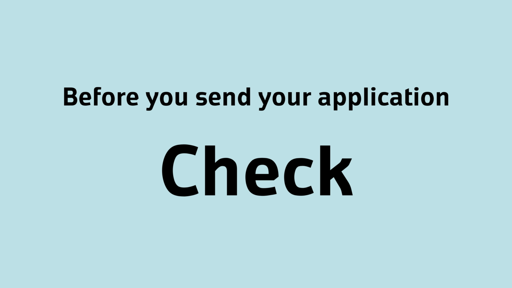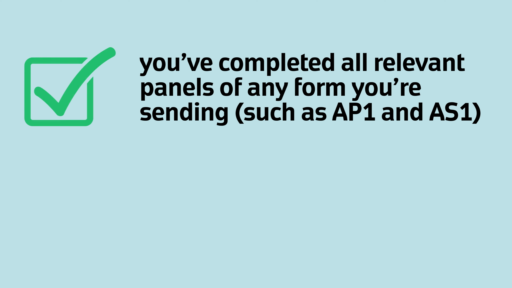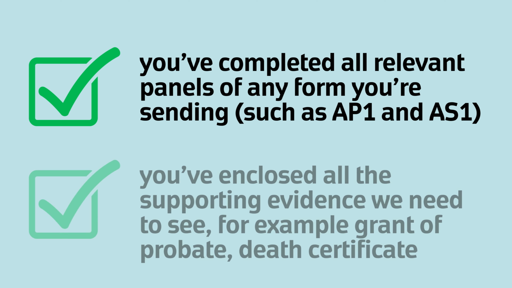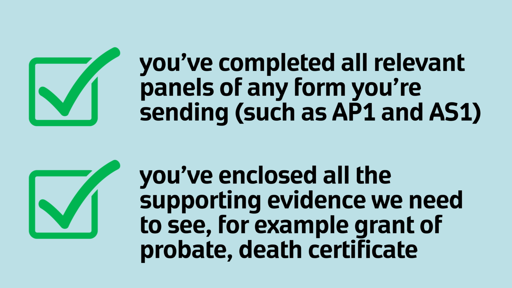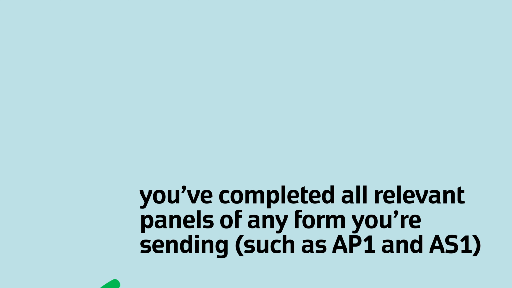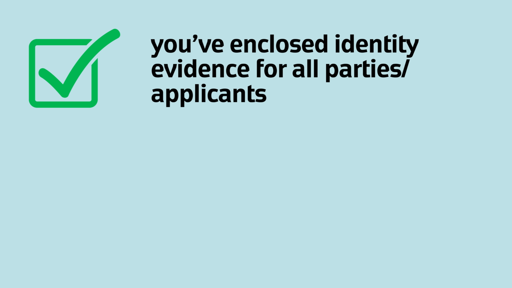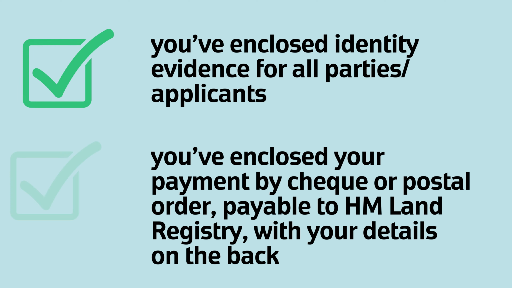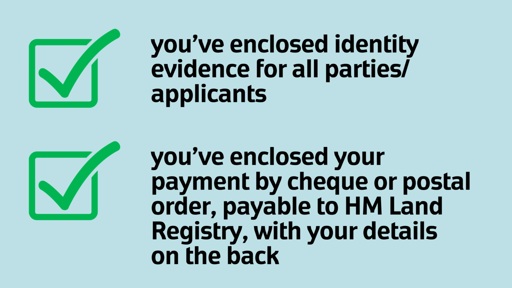Before you send us your application, check that you've completed all relevant panels of any form you're sending us, such as Form AP1 and Form AS1, and that you've enclosed all the documents and evidence we will need to change the register. For example, a grant of probate, death certificate, etc. Check you've enclosed identity evidence for all parties and/or applicants, and that you've enclosed your payment by cheque or postal order payable to HM Land Registry with your details on the back.